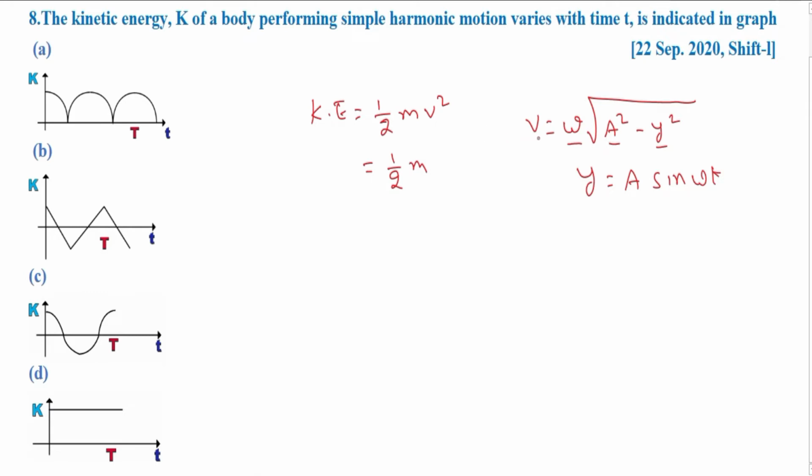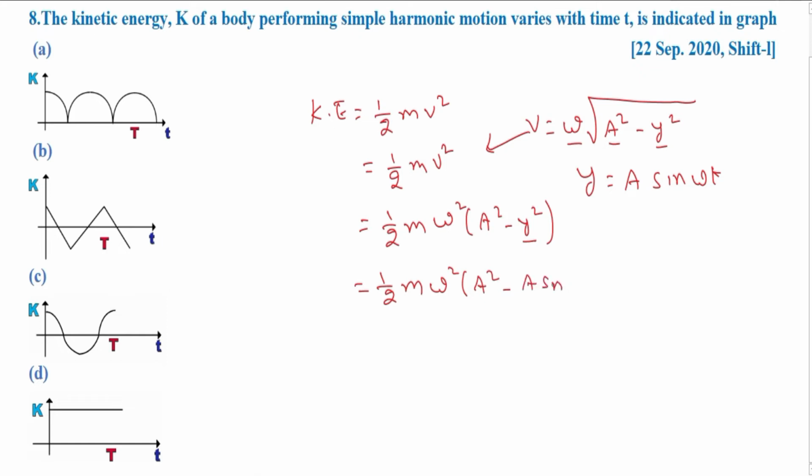Now I'll substitute this v here. If I substitute it into v square, what will I get? Half m, instead of v square, I'll get omega square into a square minus y square, where y is the displacement. Now if I substitute a sin omega t for y, I'll get half m omega square into a square minus a sin omega t whole square.